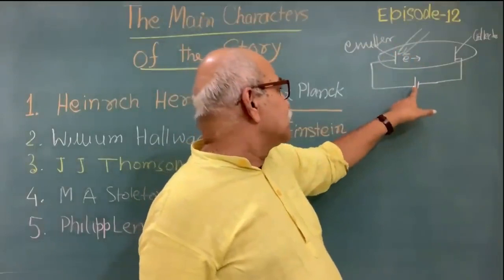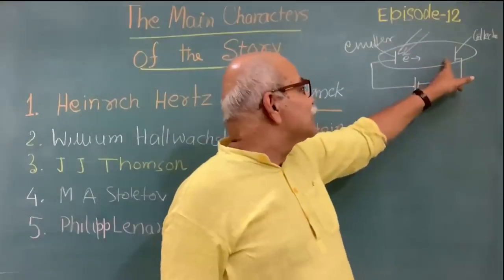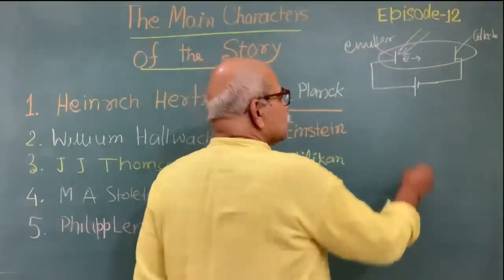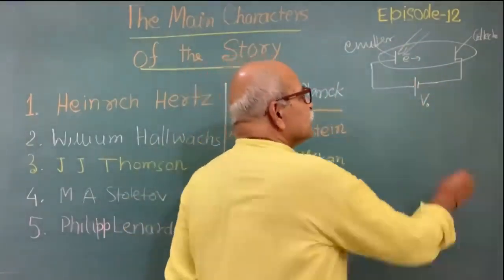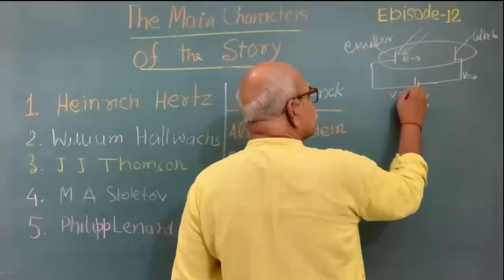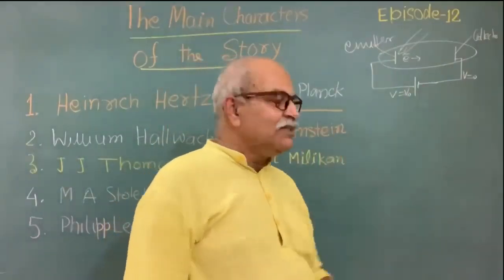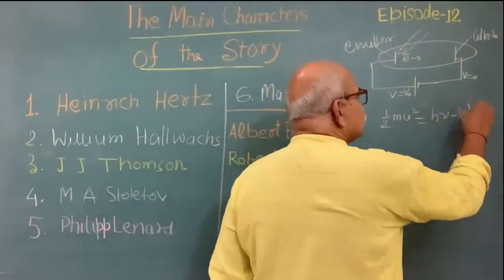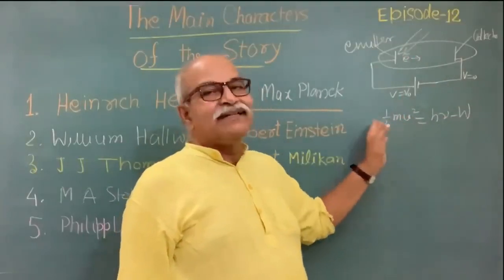and this voltage, the positive voltage on the emitter, so that the electric field is in this direction, which will oppose the motion of this electron. So it is kind of a retarding potential. So if this voltage is V0, suppose this is grounded, so this is V equal to 0, and then you have V equal to V0 here, and then you say that the maximum kinetic energy, half mv square, is equal to h nu minus w. Nu is the frequency of the light used, and this is the maximum kinetic energy of the electrons.